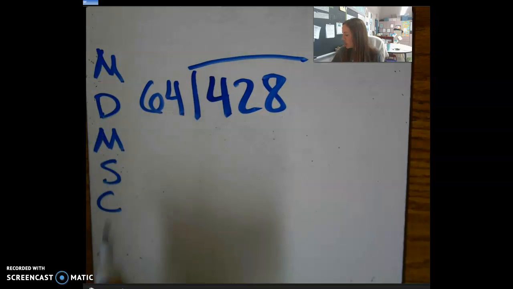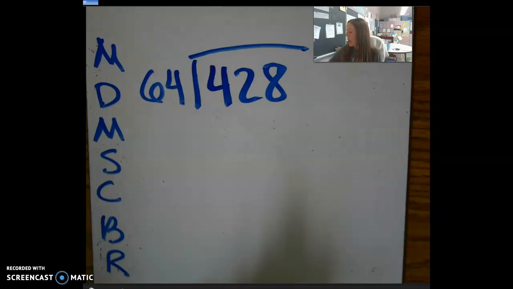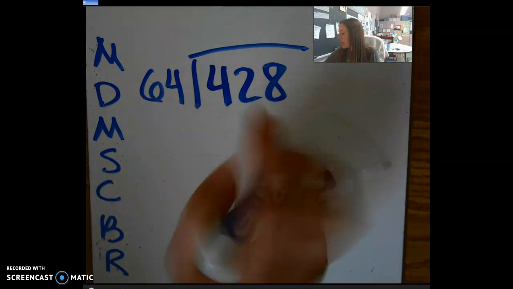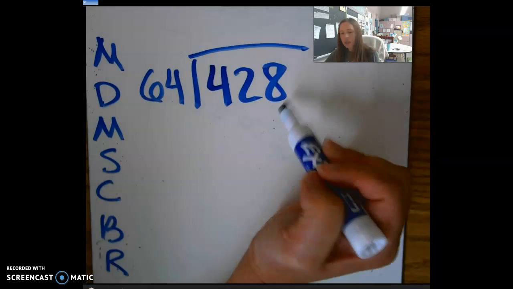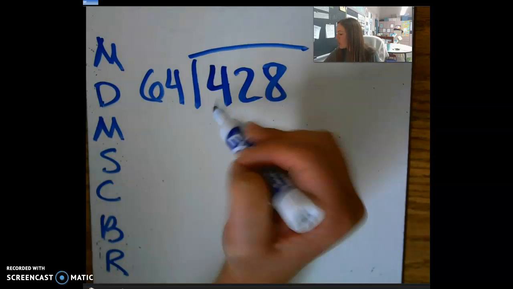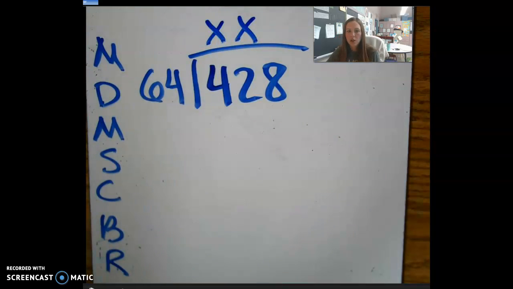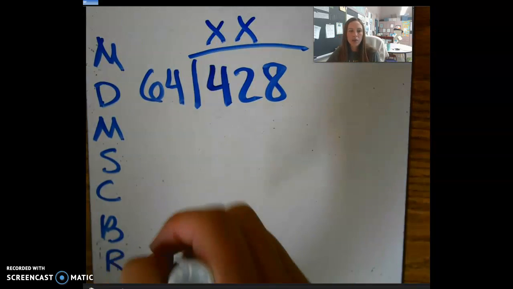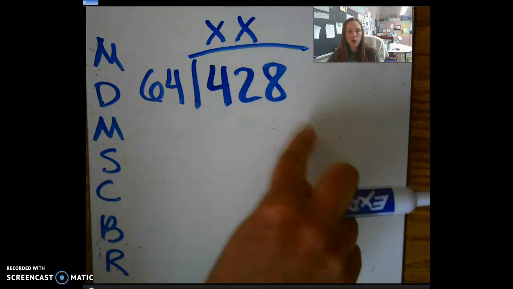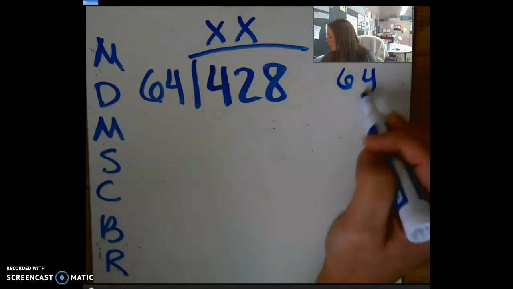Okay, so we are going to write out our multiples of 64. Now, I can tell right now, just by looking, I'm going to have to write several multiples because I know 64 does not go into 4 and it does not go into 42. So I'm going to have to write my multiples until I get close to 428.